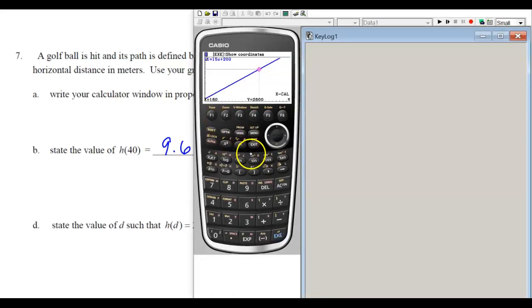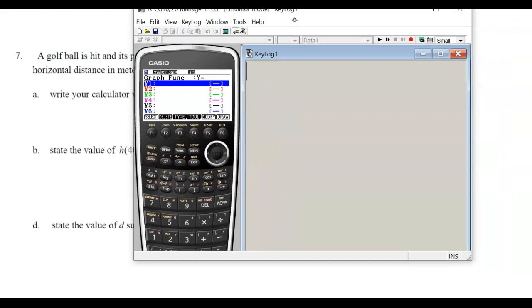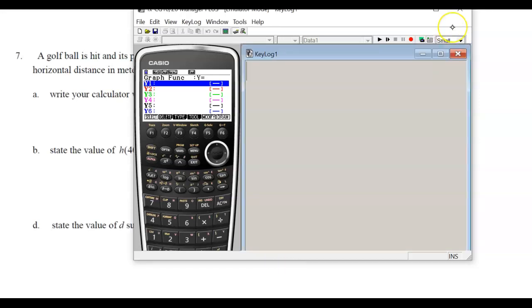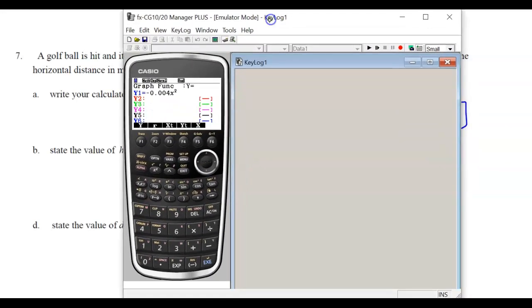Let me just do my Casio. So in my Casio, I'm going to go up and delete that formula. They call it a formula. And then I'm going to enter it, which is negative. Sorry. Oh, what am I doing? I need to be able to see the whole thing. Just a sec. There we go. Okay, so negative 0.004 x squared plus 0.4x.